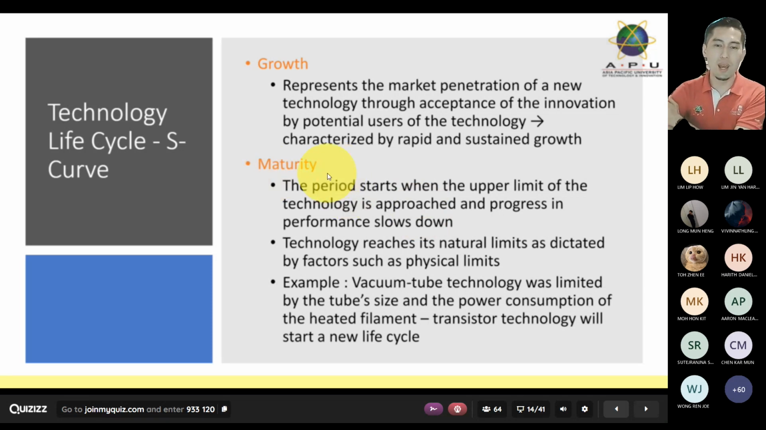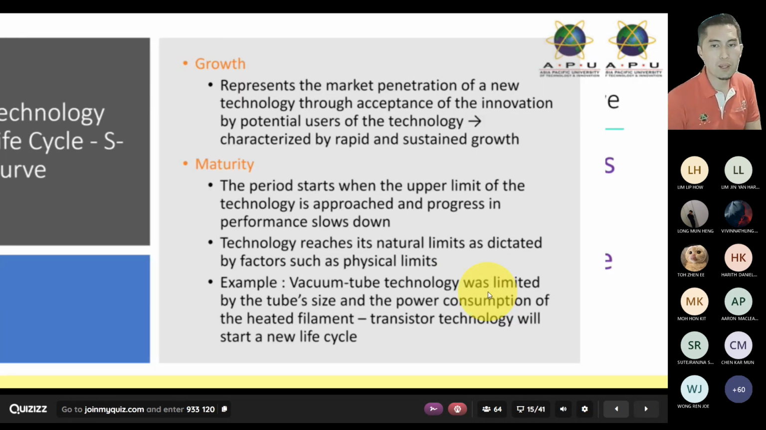Maturity, of course, is where it reaches that flat top, the plateau, in other words. You see the technology has reached all of its limit, it is being maximized, and what it can do has reached its particular limit. One quick example given here is vacuum tube technology. What does that mean? If you remember the older screens, which were not flat screens, the back part of the screen was really huge. Those are referred to as vacuum tube technology. They are hardly around anyway.